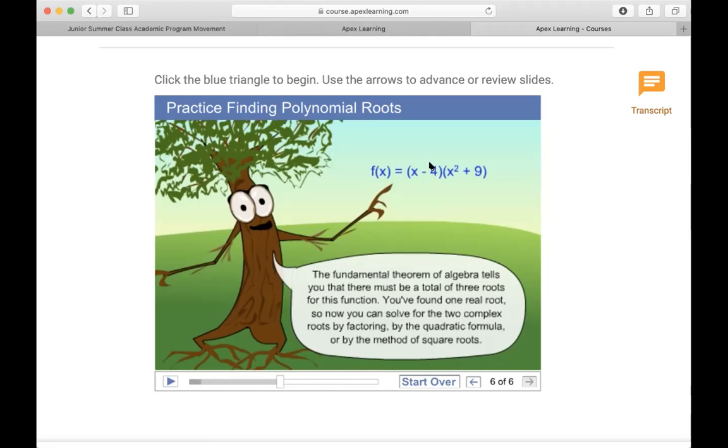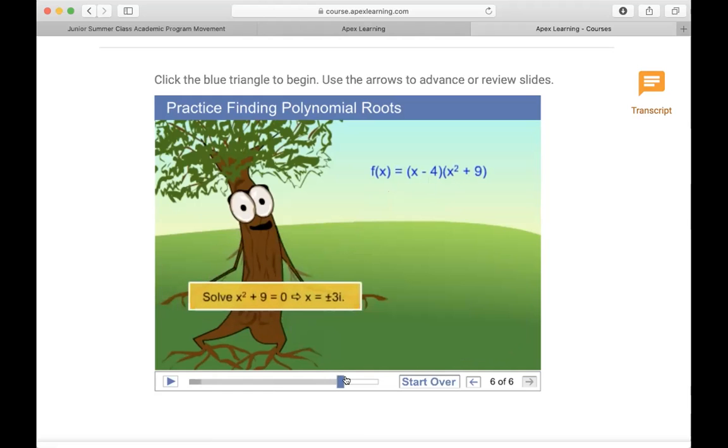Well, right here, we know that this x minus 4 is going to be a root. Now we have to solve for x squared plus 9, but we already know how to do that. This is going to give us x equals plus or minus 3i, an imaginary complex number. So we're going to have roots x equals 4 and x equals plus or minus 3i.